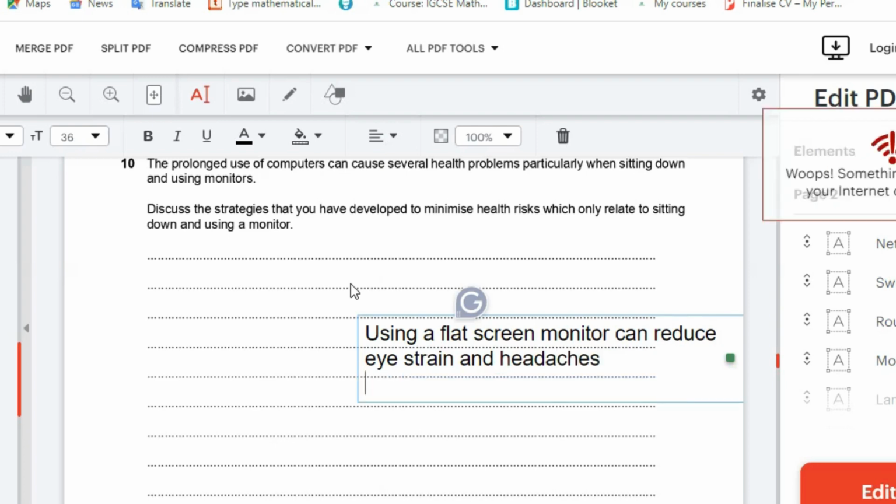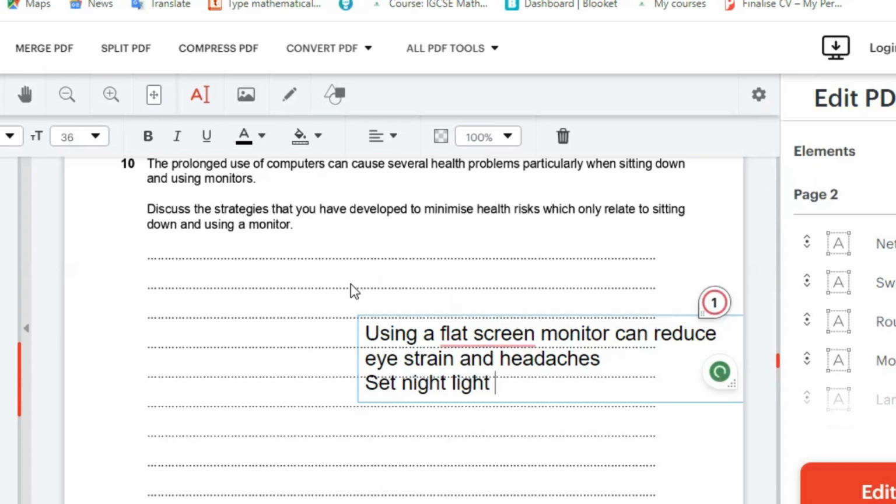Yes. 2. Set night lights on the computer to prevent eye strain.